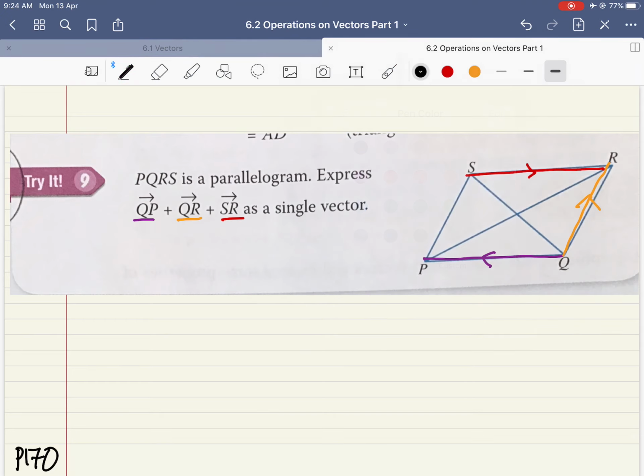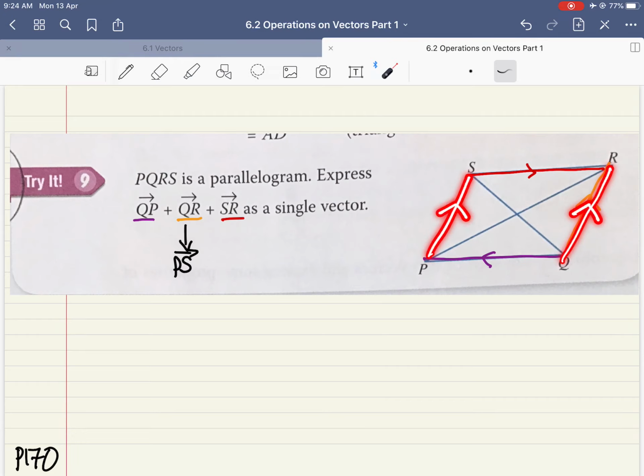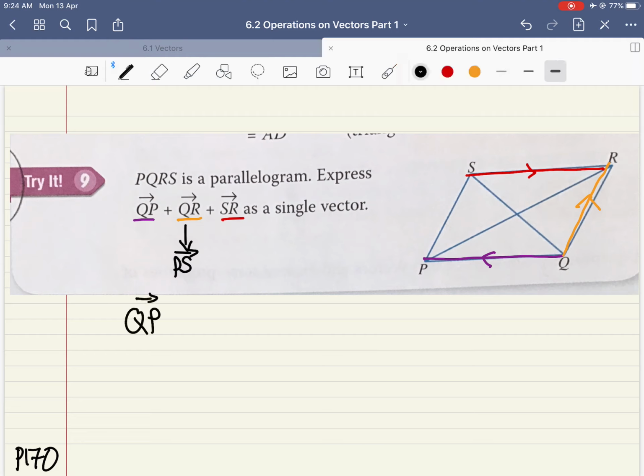My first question to you is this: QR, the equivalent vector, will be PS. Why? Again, same thing. QR, the magnitude is as such. QR and PS have the same magnitude and they have the same direction. So instead of writing QP plus QR plus SR, I can actually write it down as vector QP plus vector PS plus vector SR.